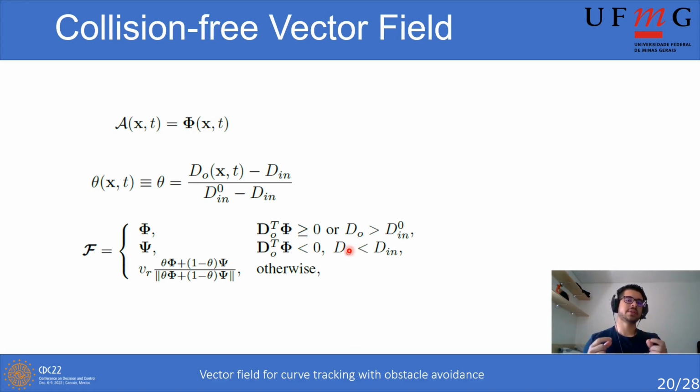And finally, to avoid abrupt transitions between these two fields, we have an intermediate state that is weighted by a scalar theta. And this state is reached when the distance to the obstacle decreases when we follow the curve, but the distance to the obstacle is smaller than the first threshold, but greater than the second threshold.